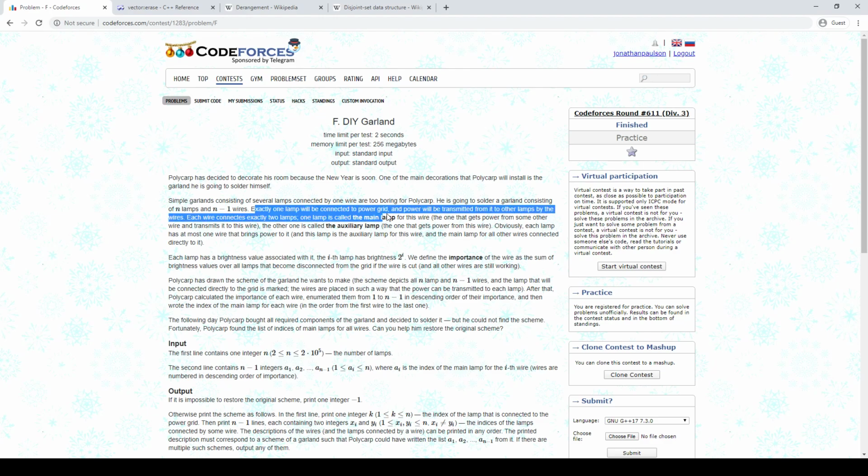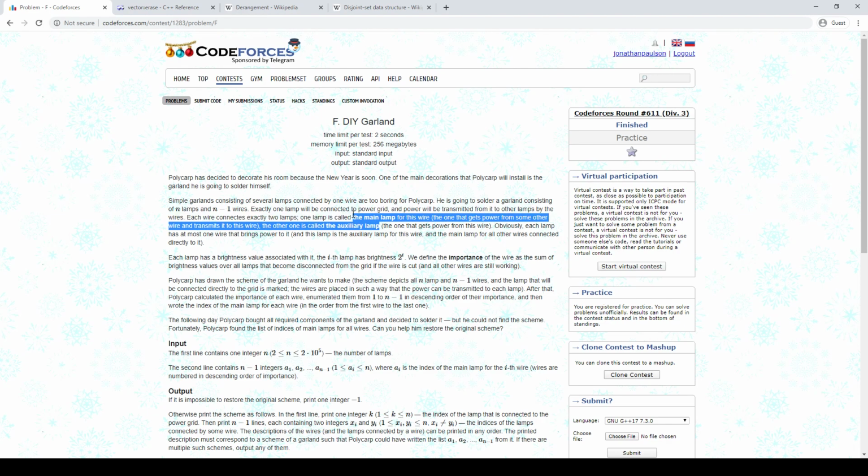So one lamp is the root of the tree. Yes, and we're going to do wires. The wires connect lamps, yes. And the parent and the child, right? So it's good to translate all these story or flavor terms into more mathy terms. So the parent and the child, yes, every lamp has one parent. Every lamp has a brightness value, okay. The importance of the wire, I see.